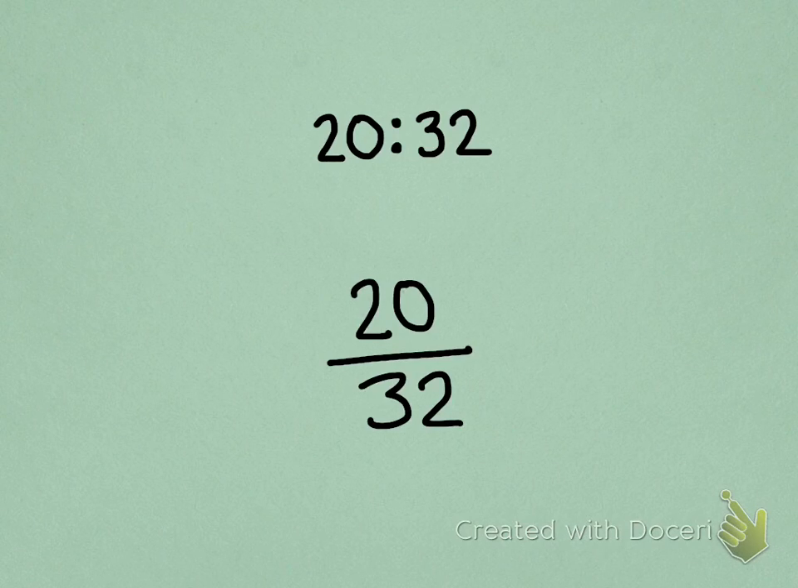So I know Sammy brought 20 shrimp. This time I'm going to compare him to the total number of shrimp. Well, the total number of shrimp is 32. So the ratio of the number of shrimp that Sammy brought to the number of shrimp they had all together is 20 to 32. As a fraction, that is written as 20 over 32.